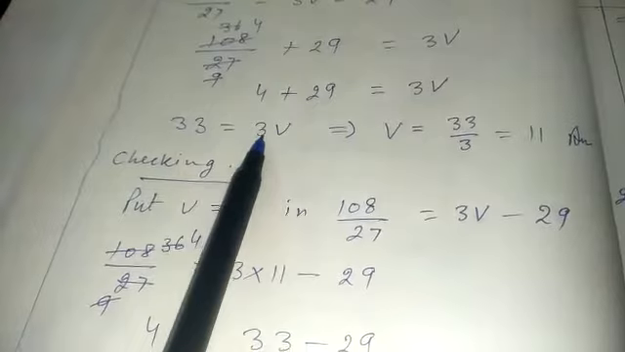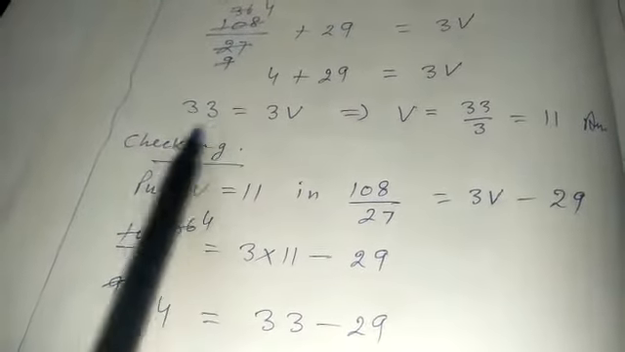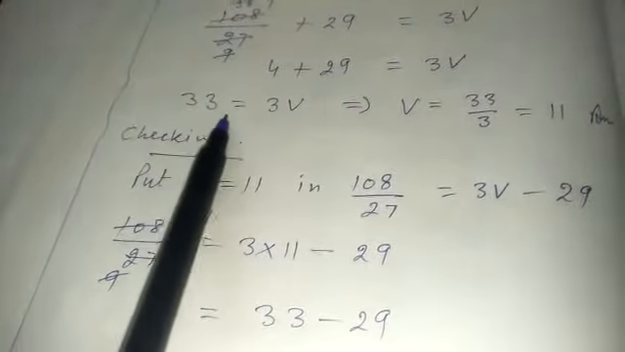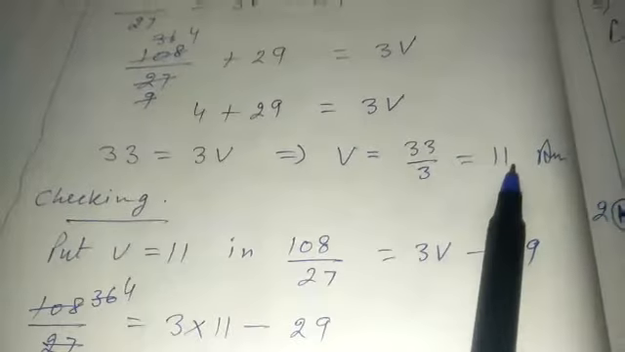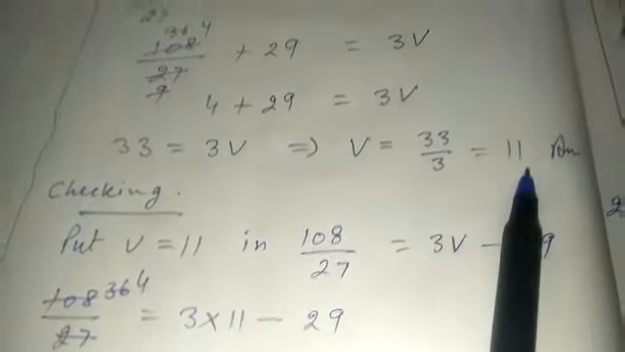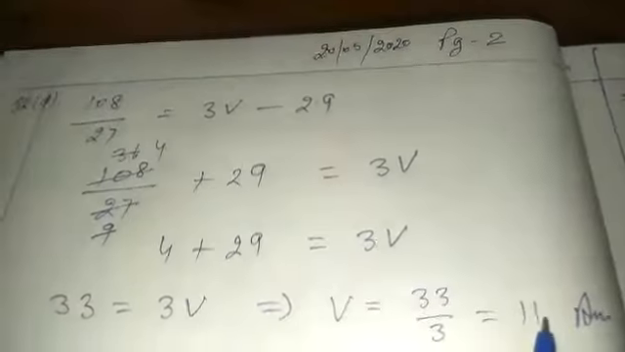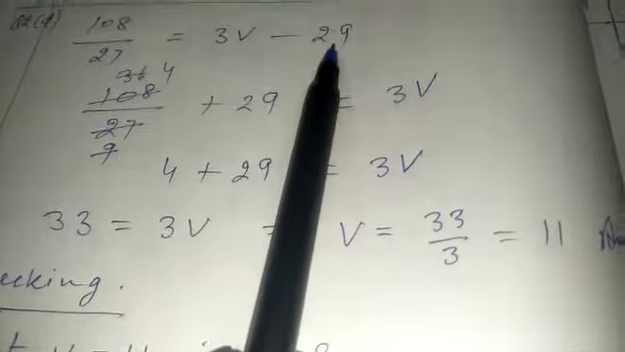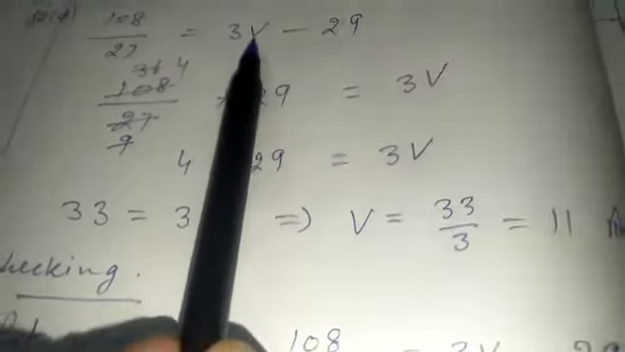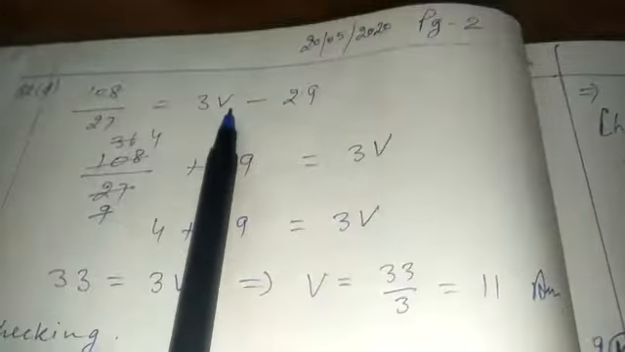Then V is equal to what? This 3 is divided where? Divide 33 like this. V is equal to 33 by 3. This is 11. So V is equal to 11. Now put V is equal to 11 in the given statement. Now it is the right hand side, because V lies on the right hand side of the given statement.